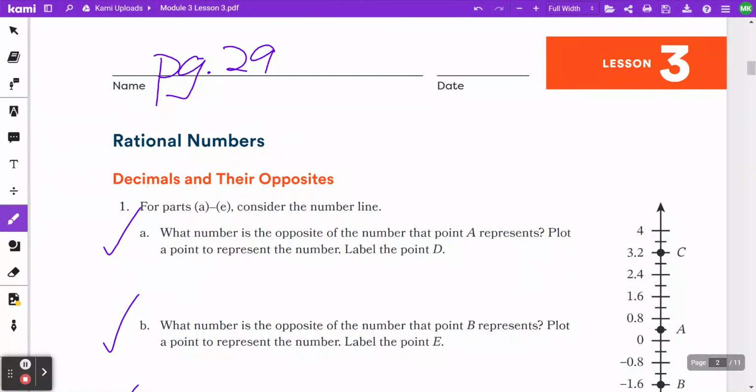This is Eureka Math Squared, Module 3, Lesson 3. I think I said that out of order. I think I wanted to say Eureka Math Squared first, and then grade 6, Module 3, Lesson 3. So let's assume I did that.